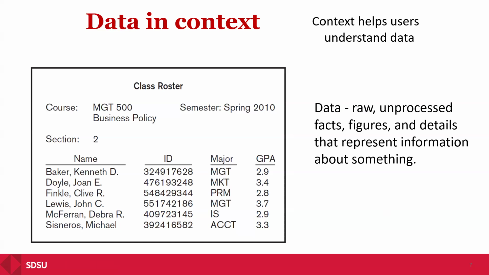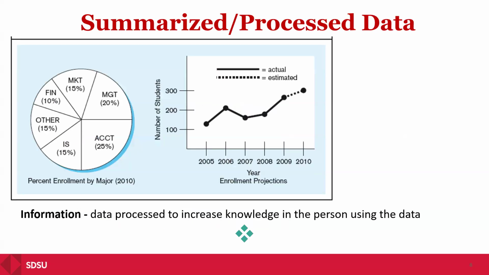So again, while data is raw and unprocessed facts, figures, and details, data in context gives us understanding of what it is. Now, that was unprocessed data. It was data in context, but it's still unprocessed data. So it doesn't help us in making any business decisions, assumptions, or improvements.